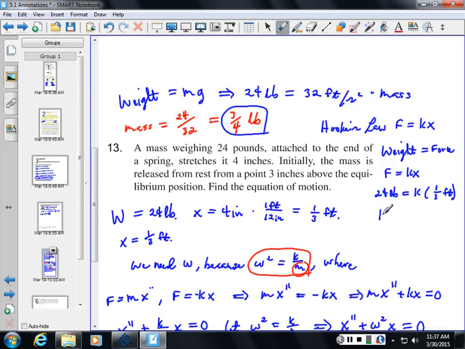So here we get K is 24 times 3. And this is basically pounds per feet. So K is 72 pounds per feet. So I got K, and I have M, the mass.